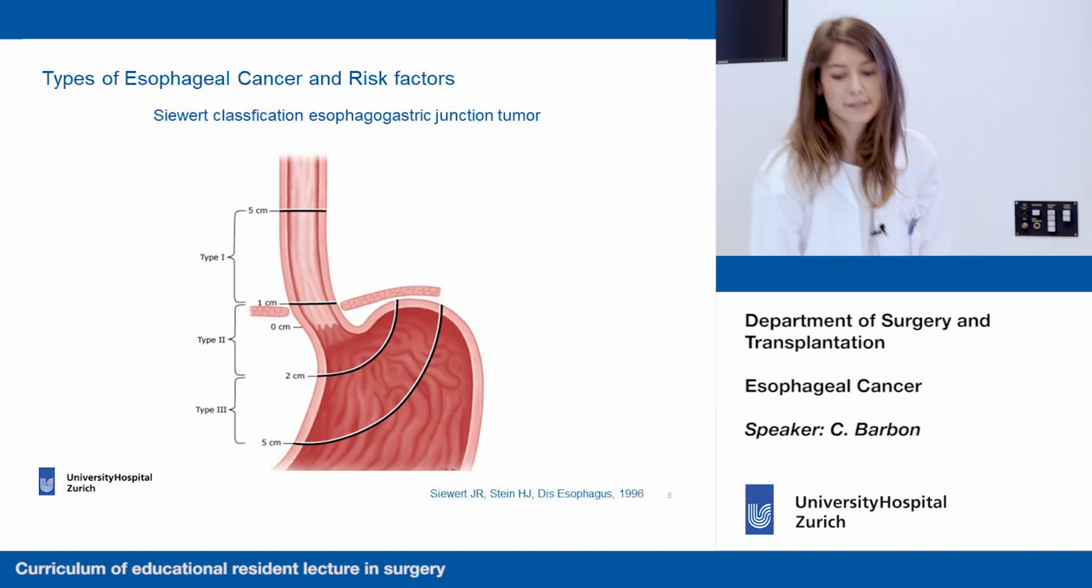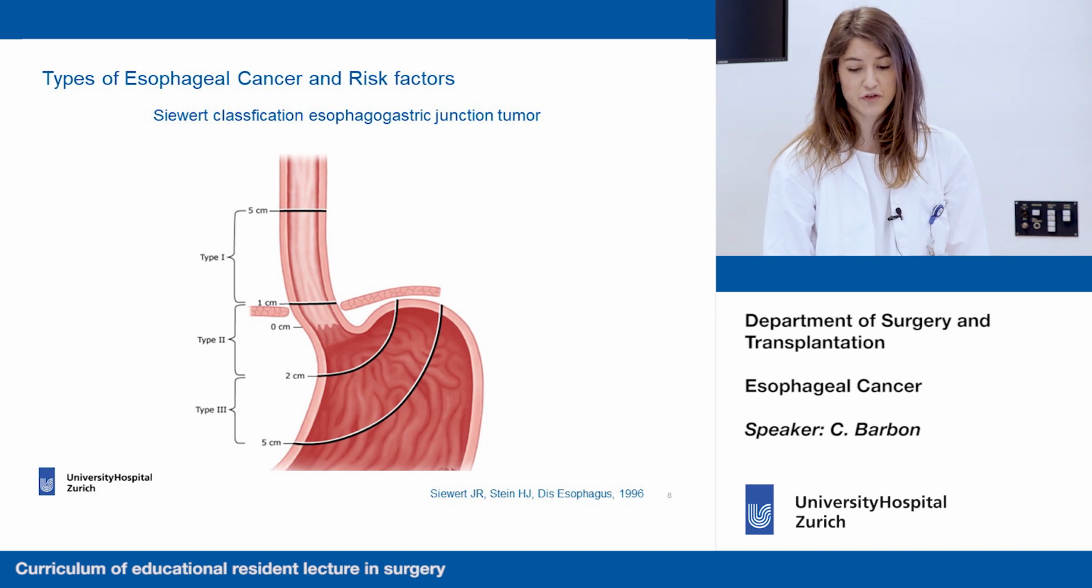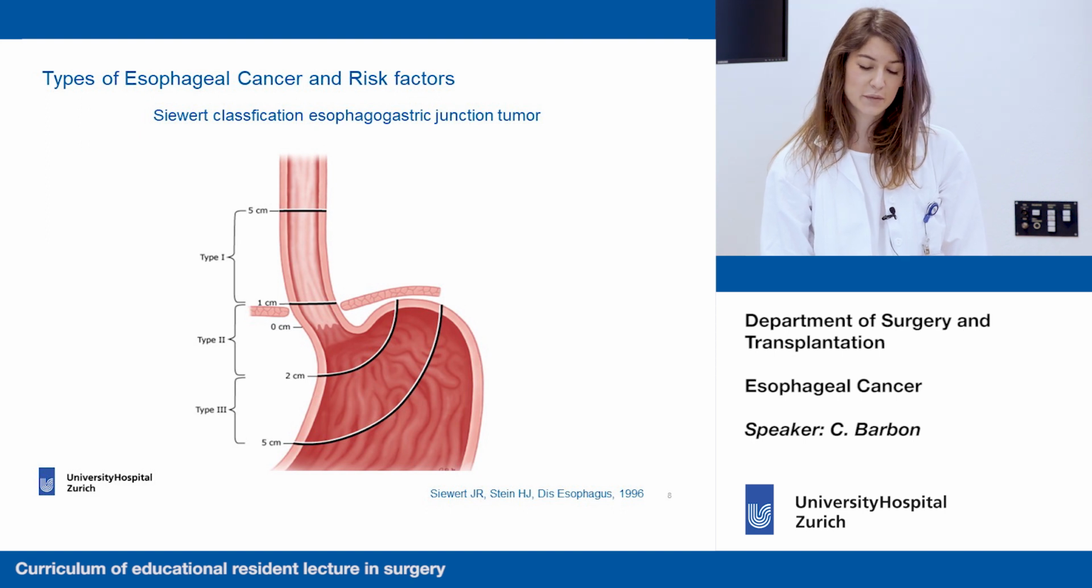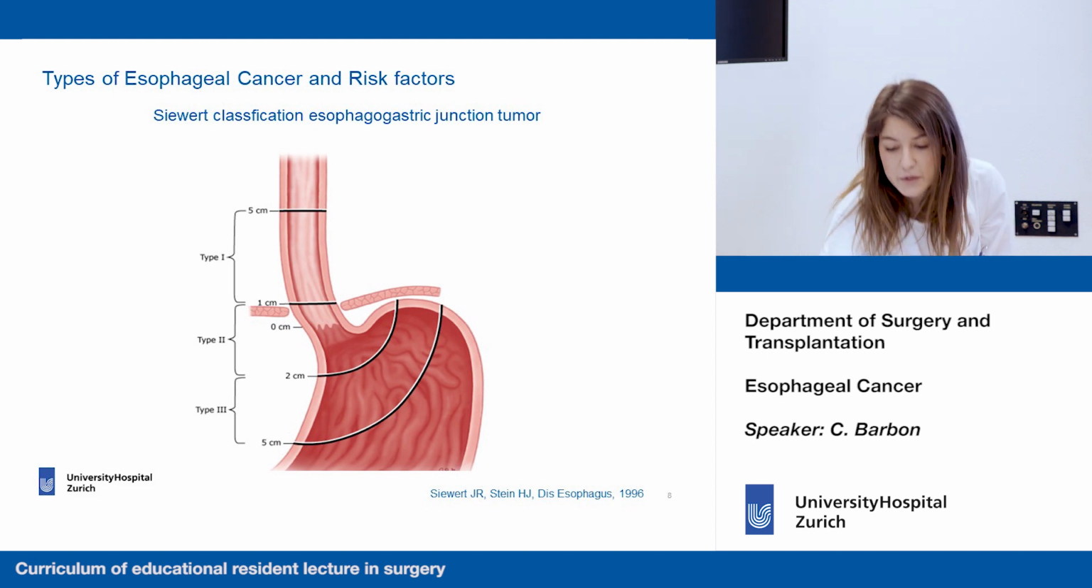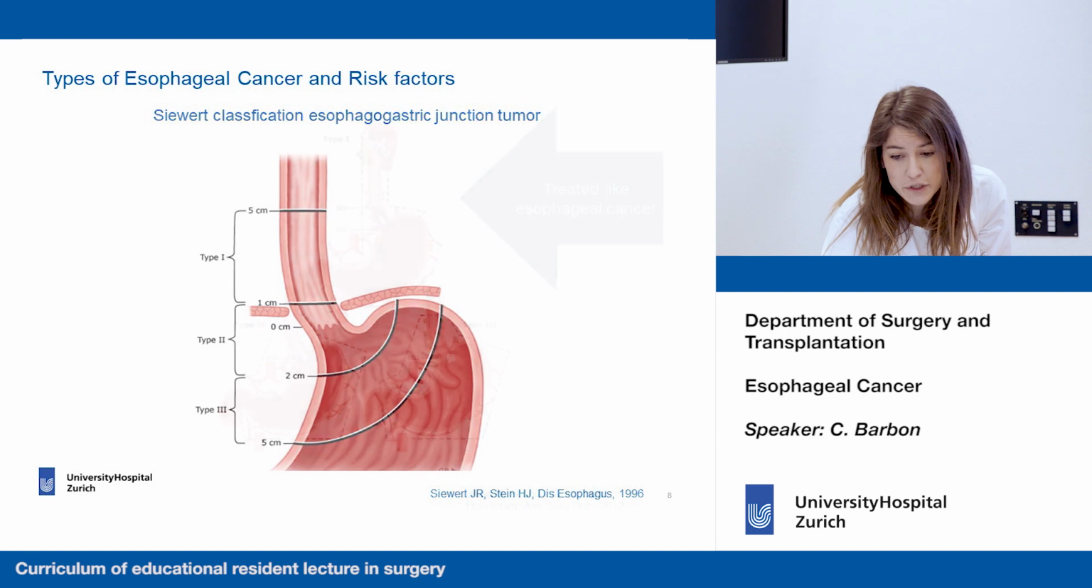So this is the Sievert classification, which is important because it specifically addresses cancer at the gastroesophageal junction. It is divided in 3 types. Type 1 is for cancers that are above the Z-line from 1 centimeter to 5 centimeters. Type 2 from 1 centimeter above to 2 centimeters below the Z-line, whereas type 3 from 2 centimeters to 5 centimeters below the Z-line. And why is this classification important?